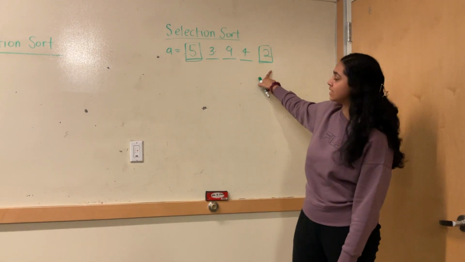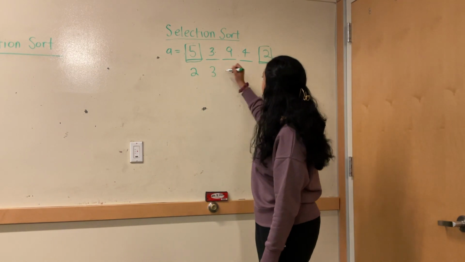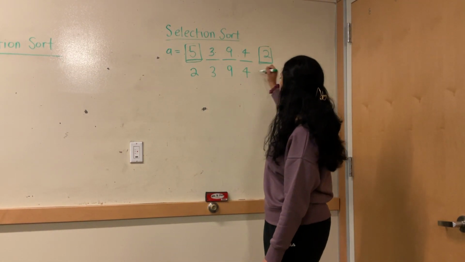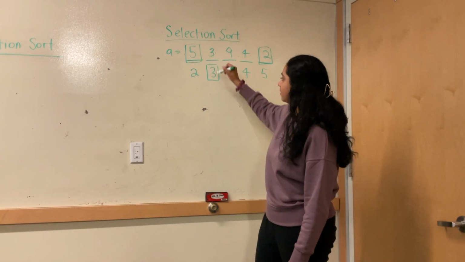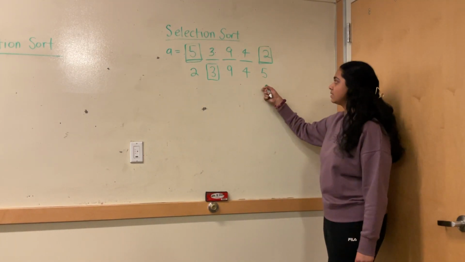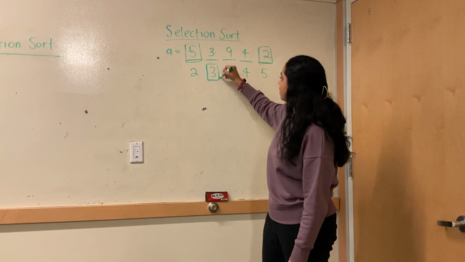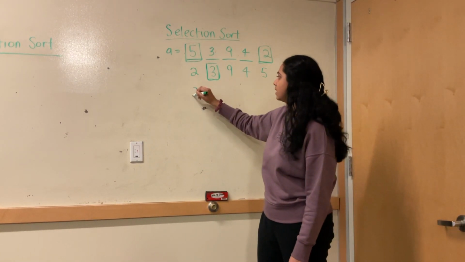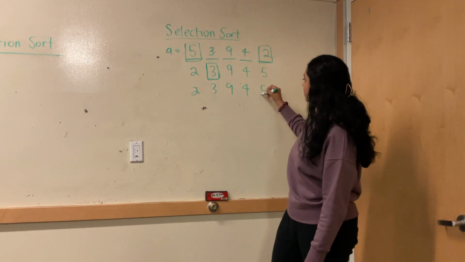So in the next iteration, we would switch 2 and 5. So we would have 2, 3, 9, 4, and 5. So now, our next comparison point would be 3, and we compare that to the rest of the array, and we see the minimum value would still be 3. So the next iteration would still look the same. It would be 2, 3, 9, 4, 5.